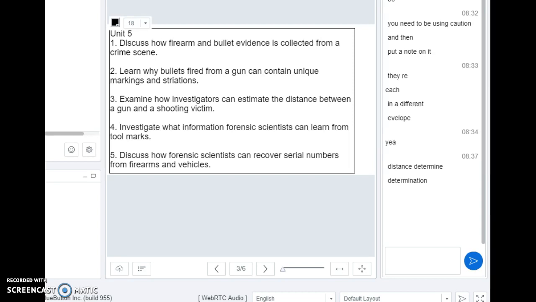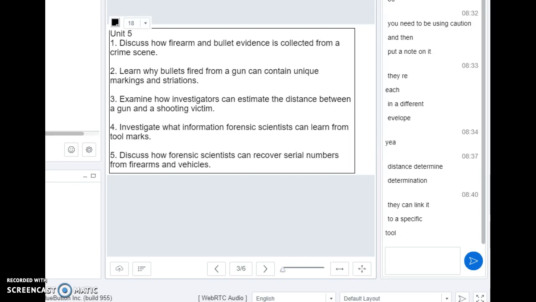So number 4, objective 4: investigate what information forensic scientists can learn from tool marks. This kind of plays with striation. They can link it to a specific tool, okay? Just like a fingerprint, tools that have been used have specific bangs and cuts and nicks. Different brands have different characteristics. So all of those things can come together as far as tool marks. Very good. I think that one's kind of self-explanatory.